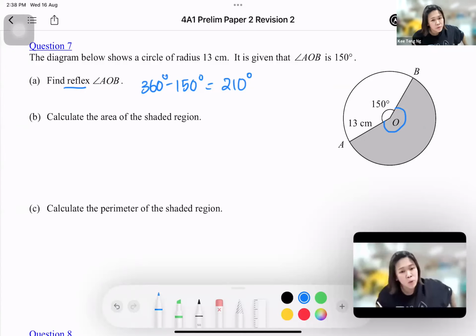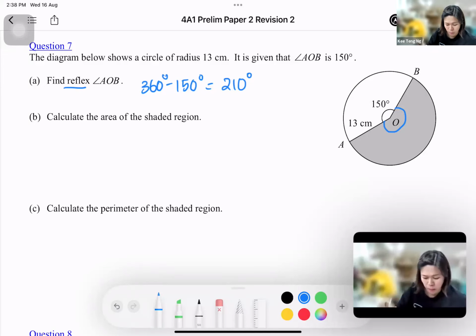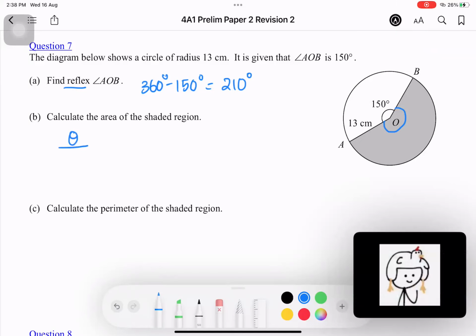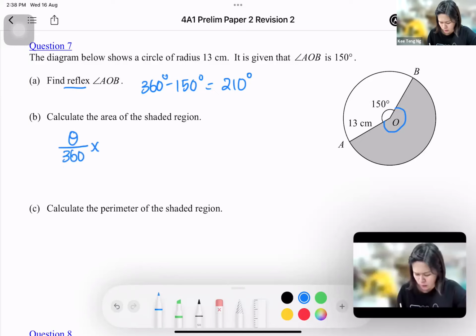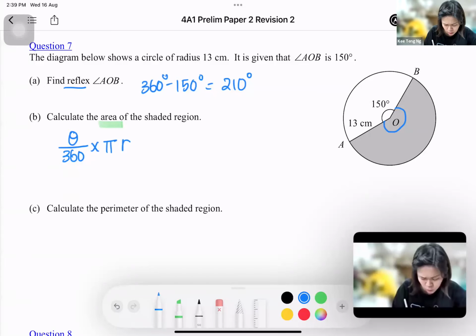Okay. How do we find the area of the shaded region? The formula, I must take what? The angle theta out of how many degrees? One full circle, how many degrees? 360. 360 times, I want the area. So multiply by area, it will be pi r square.